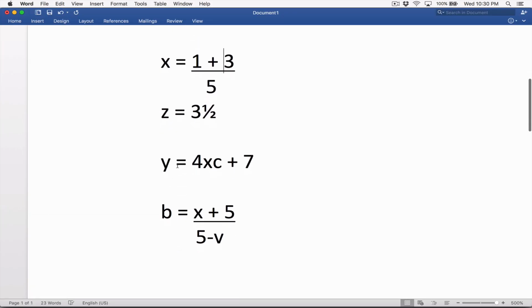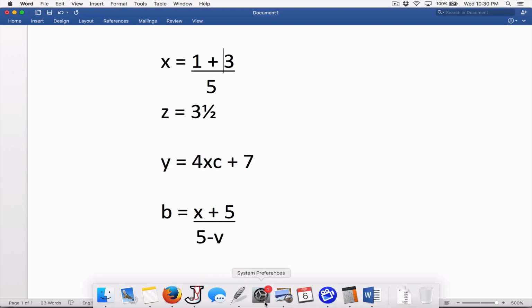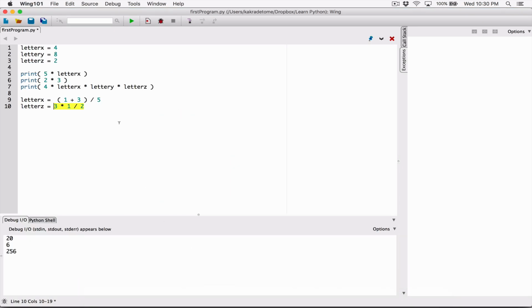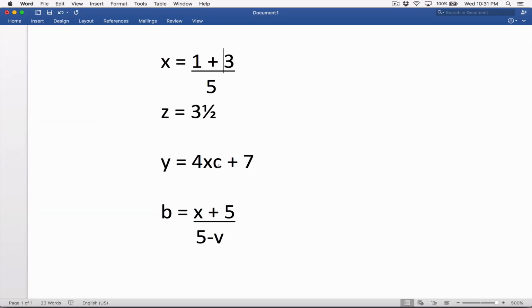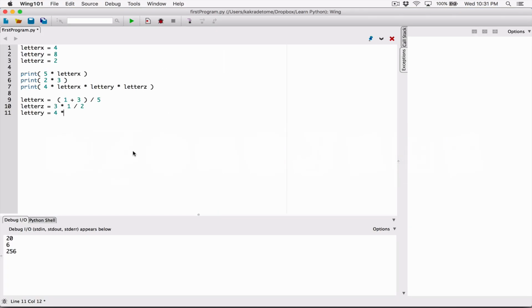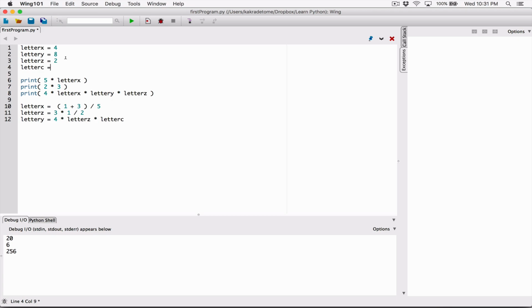All right, the next one is y is equal to 4xc plus 7. We know 4, x, and c are multiplying, so 4 times x times c plus 7. The way you write something like this is letter y is equal to 4xc, which is 4 times letter x times letter c. We don't know what letter c is. We haven't declared it. So let's come up here and declare letter c, initialize it to let's say 8 or 7.